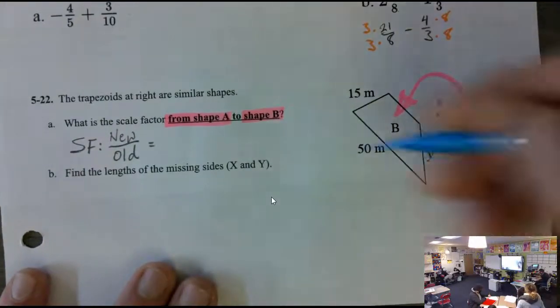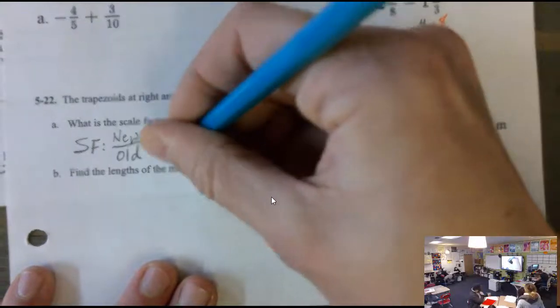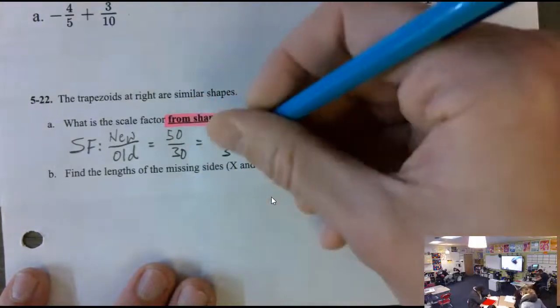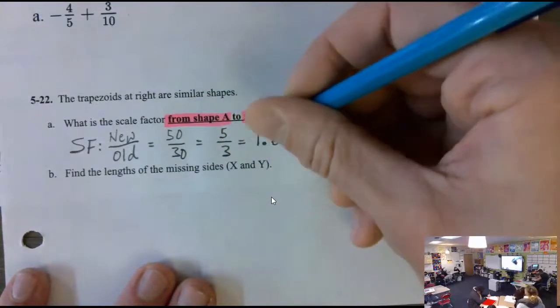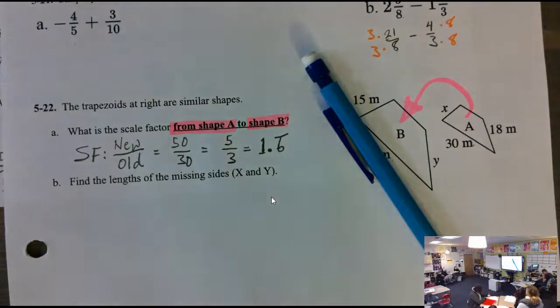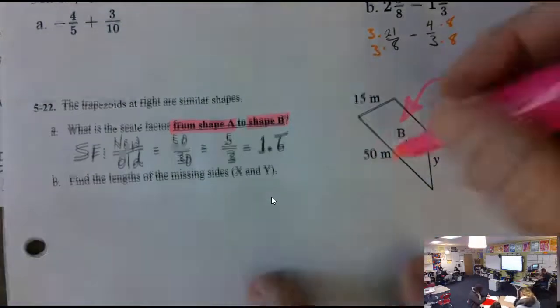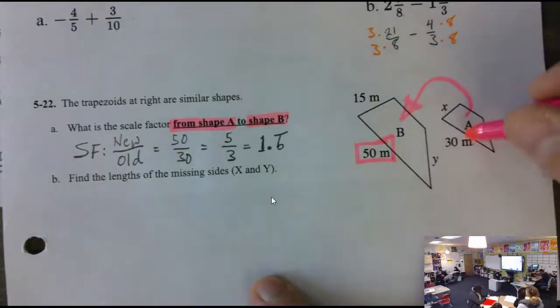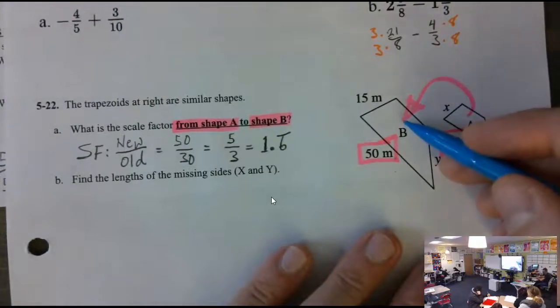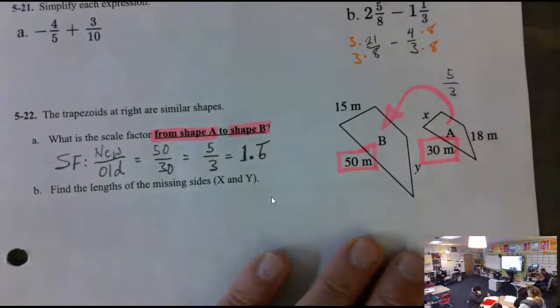They're telling us B is our new one. So it's 50 over 30, or that could reduce to 5/3. If you try to put that in a calculator, you're going to get a gross decimal number of 1.6 repeating. I would not use that. I would just use the fraction 5/3, because we took the 50 as our new, the 30 as our old. So when we go from A to B, we multiply by that scale factor 5/3.